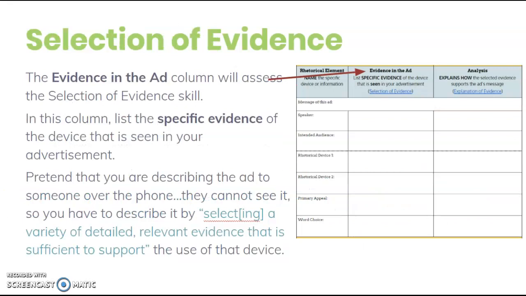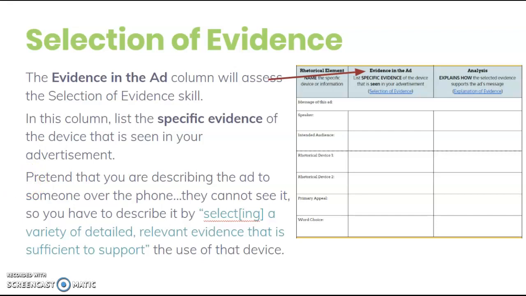For selection of evidence, I added that cognitive skill to the chart. So in the evidence in the ad column, this whole column is where we're going to assess that skill. And in this column is where you're going to list the specific evidence. So let's say rhetorical device number 1, you said you used color theory. In the evidence part, you need to describe exactly what we see in the ad. So if you used the colors yellow and red, describe specifically what in the ad is yellow, what in the ad is red. Okay, so I put this little clue here, this little hint.